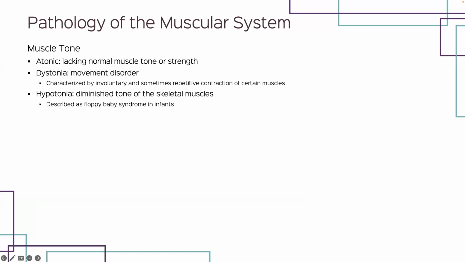When we talk about muscle tone, something that is atonic, then it just lacks that normal muscle or the strength. Dystonia is going to be just a movement disorder. Sometimes it's those involuntary, and sometimes they're repetitive contractions of certain muscles. And then hypotonia is just going to be a diminished tone of those skeletal muscles.